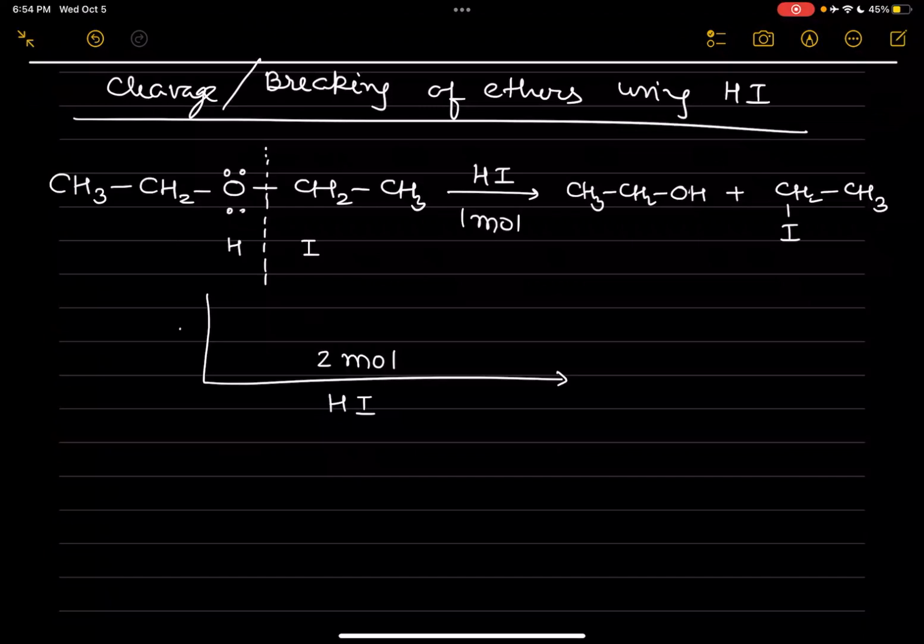What's going to be the product? If you break with 1 mole of HI, the one product is alcohol, another is alkyl halide.